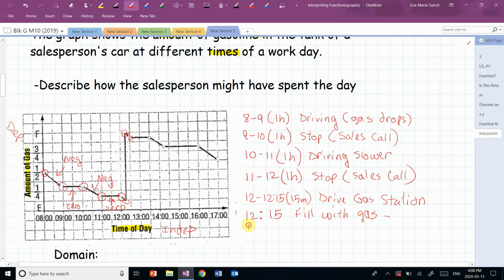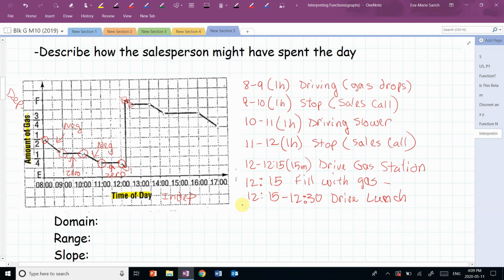And then from about 12:15 to about 12:30, the gas drops again a little bit there. So they are going to drive maybe to have lunch, because think about the time frame. We're now at like 1 o'clock. So maybe they're going to drive for lunch, okay?